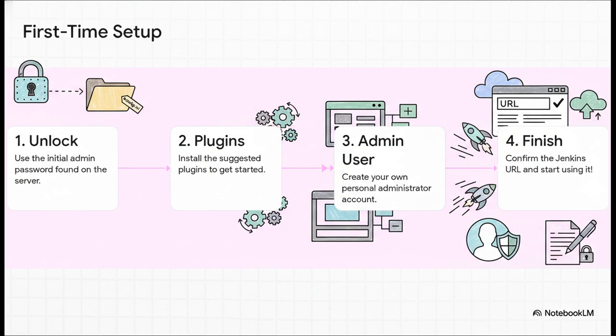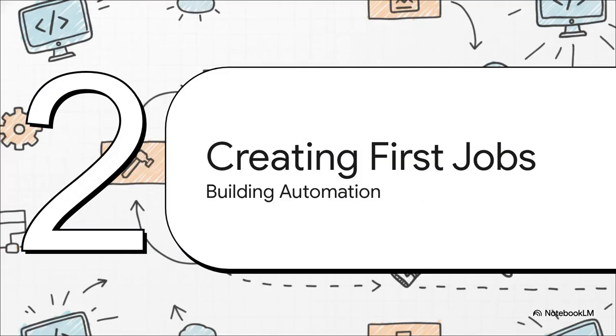Now, the very first time you visit that page, you'll hit a quick little setup wizard. It's going to ask you for an initial admin password. You'll just have to grab that from a file on the server to unlock it. Then it'll ask about plugins. My advice? Just install the recommended ones. It's a fantastic starting point. After that, you create your own admin account so you can ditch that temporary password and you're in. You're ready to go.